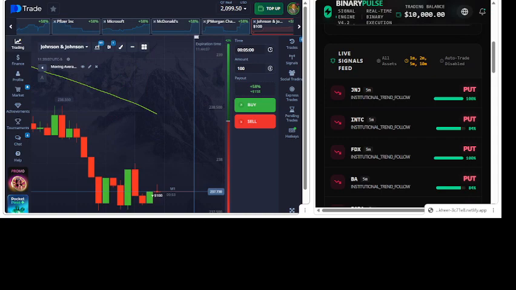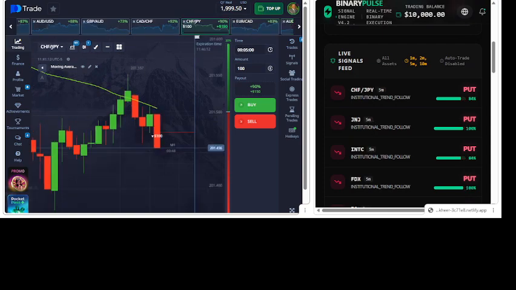Okay, so the bot just gave me a signal for Johnson and Johnson, J&J. If you look here at the right, a 5-minute put trade. So I went into my account, selected Johnson and Johnson, 5-minute, made sure the timer is set to 5-minute, and I just took the sell trade. So we're going to monitor this trade and wait for the expiration. With about maybe 30 seconds left, I'll come back to get the results.